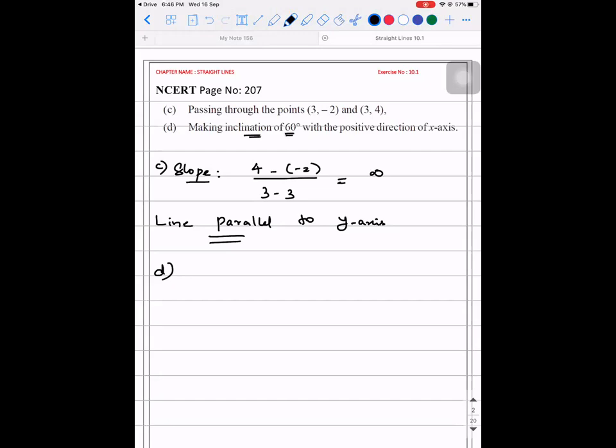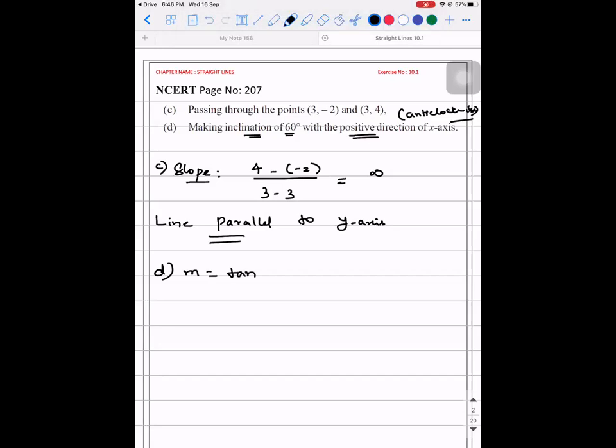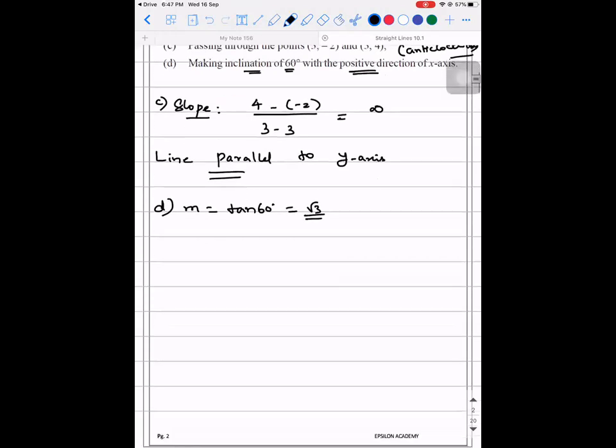Making an inclination of 60 degrees with the x-axis in the positive direction of it. So positive direction means anti-clockwise. That is the meaning. Okay. So making an inclination of 60 degrees, the slope is tan 60. Tan 60 is root 3. That's the answer. Clear? Yes, sir. Shall we move on to the next one?